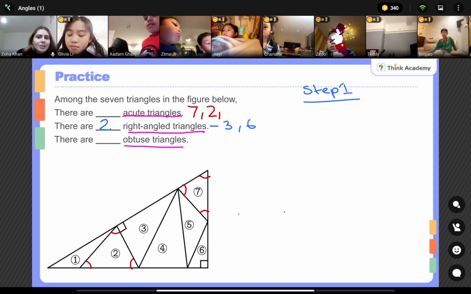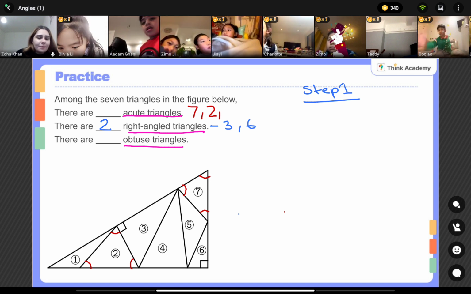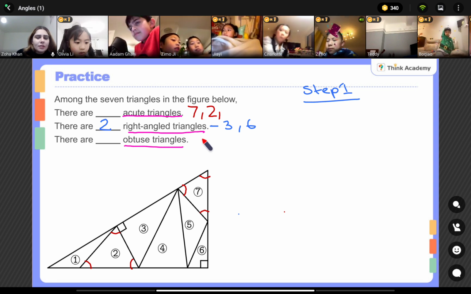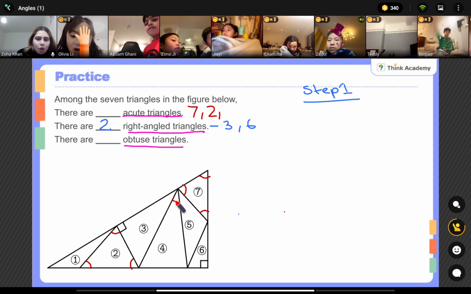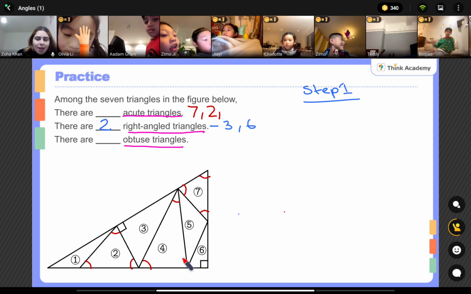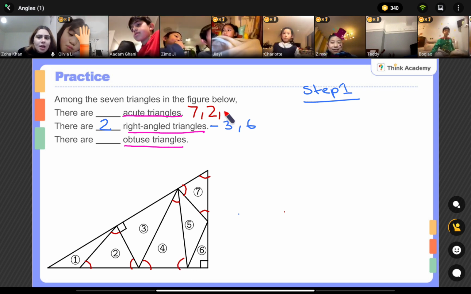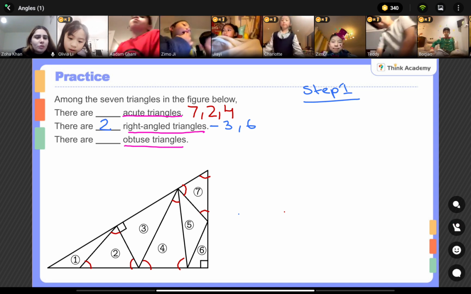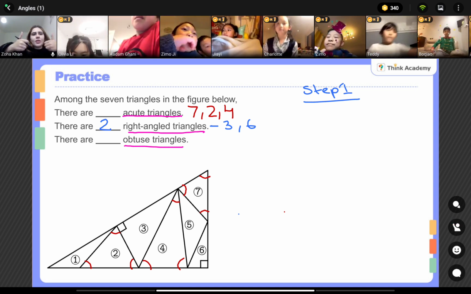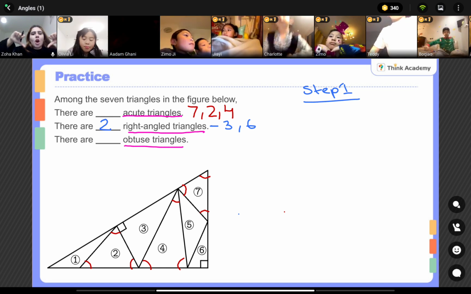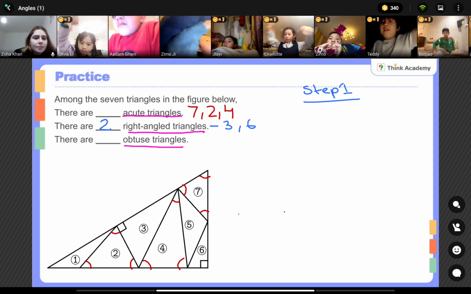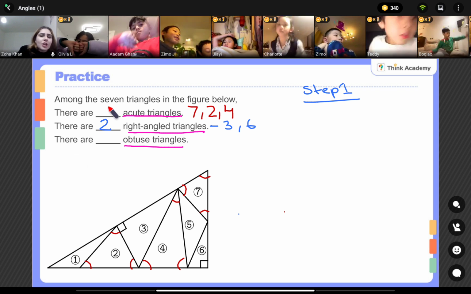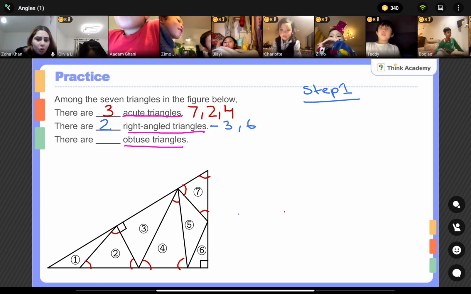And then finally, what's another acute triangle that we can see? Yes, Zemo. 4. Good. Number 4. Look, 1, 2, and 3. There are 3 acute angles. So number 4 is going to be over here. Do we have any more acute triangles? Thumbs up if you think we have more acute triangles. Thumbs down if you think no. Ms. Zohar, we don't. Good, we don't, okay? We know there's 3 acute triangles in total, okay?